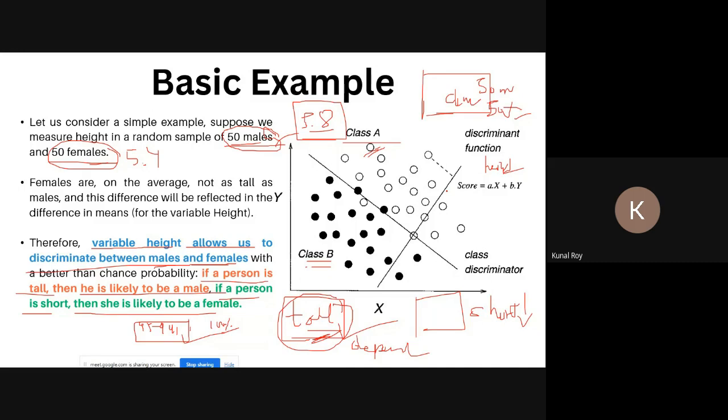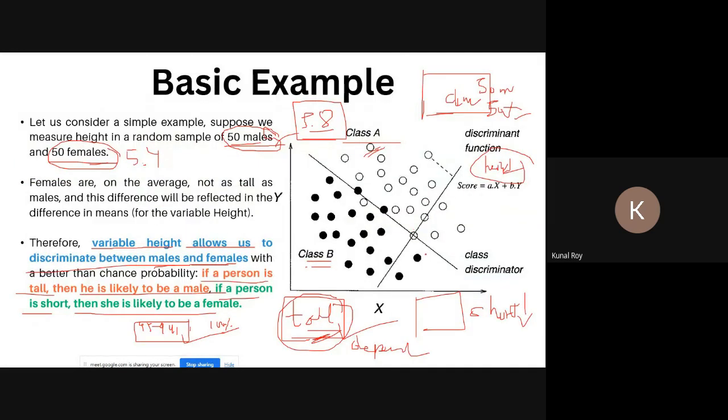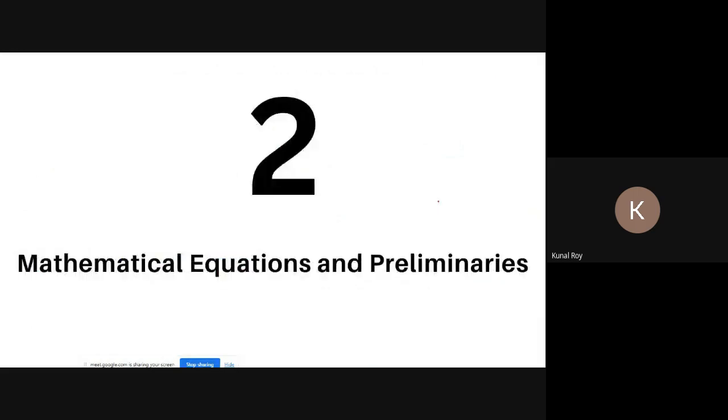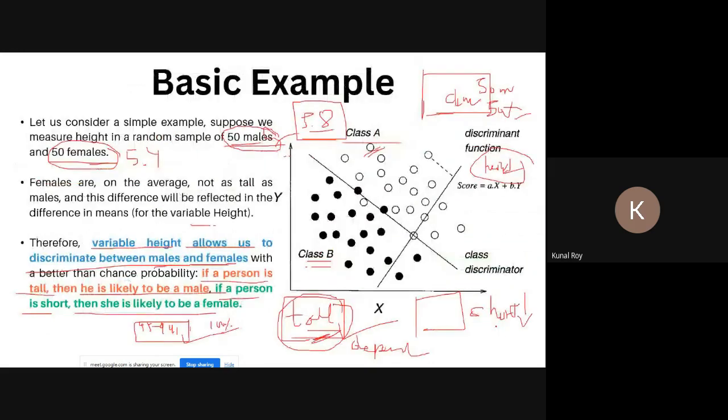First we formed the groups, that is 50 males and 50 females. Then we estimated the discriminant function, that is height, and moved into the groups, males and females. Next we determine the functions and the variables: how many males there are, how many females there are, and how we can assume the height. Then I interpret this discriminant function by calculating the average, and with the help of this average I predict that if a height is, say, 5.7 or 5.9, we can say that he is a male. So just like this, this is a basic example of discriminant analysis.